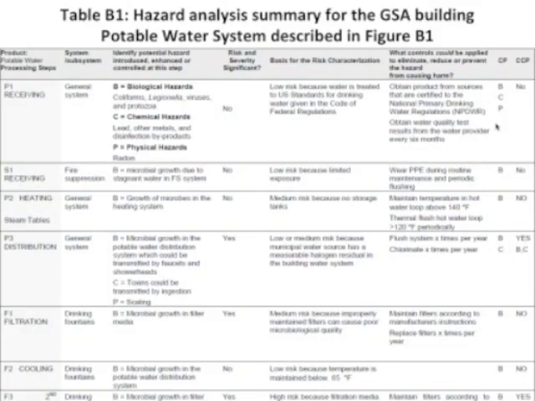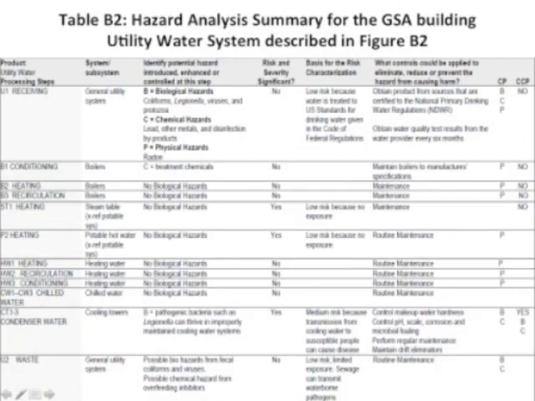Now, that's what the process flow diagram would look like for the potable side of the house. Let me see if I can get this to move. There we are, to the utility water system, the same format. And of course I won't go through this again, but you can see it's the same format that the team follows to describe each step in the way water is processed in the utility building water system.